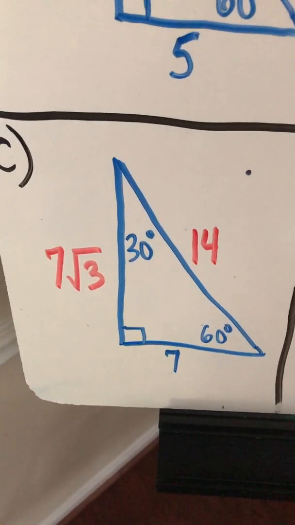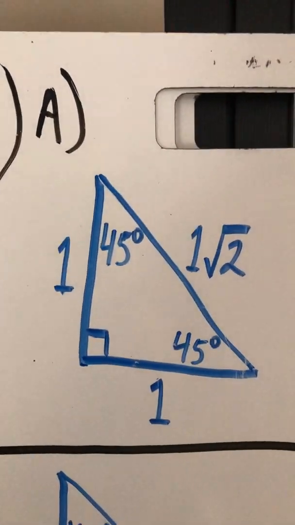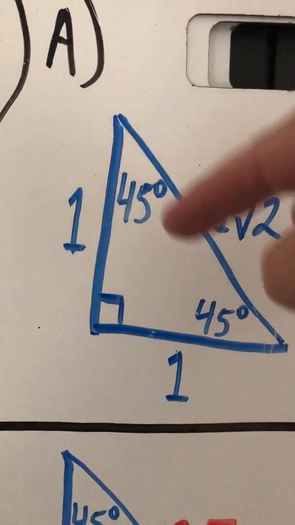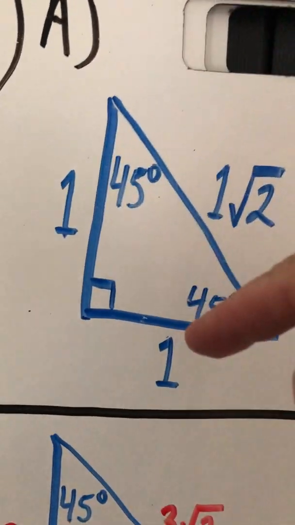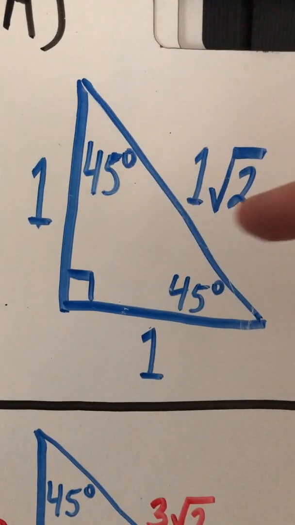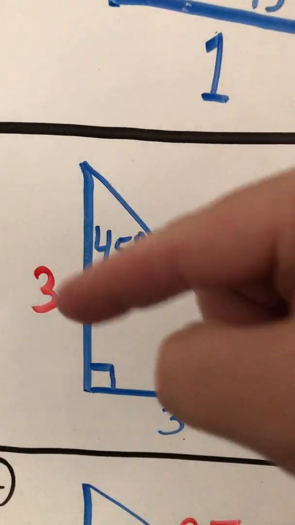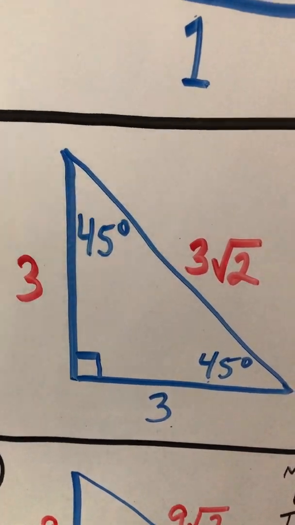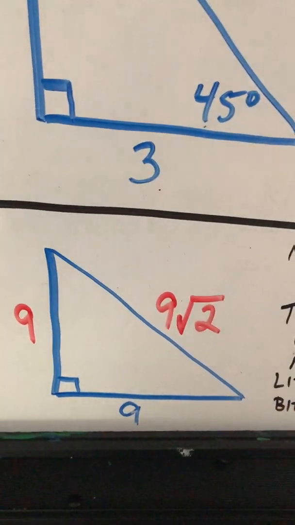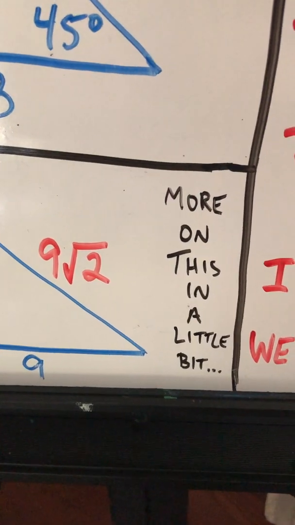Okay? The other special right triangle is called a 45-45-90 triangle, where obviously these two angles are equal. And if these two angles are equal, these two sides are equal. So if this is 1, this is 1, and the hypotenuse will be 1 square root of 2. Another example, if this is 3, this is 3, this is 3 square root of 2. If this is 9, this is 9, this is 9 square root of 2. There will be more on this in a little bit.